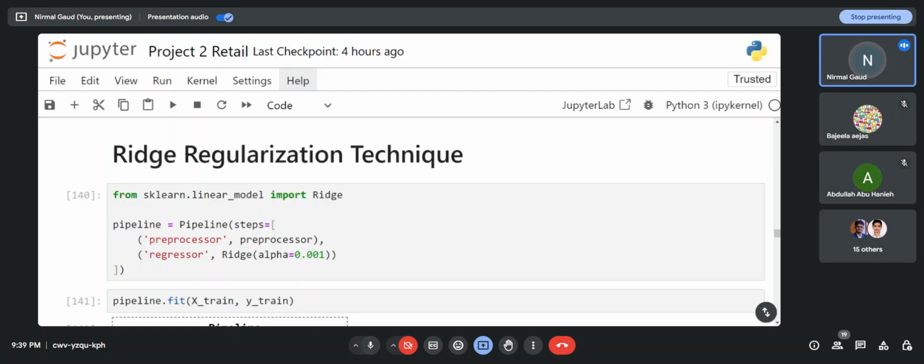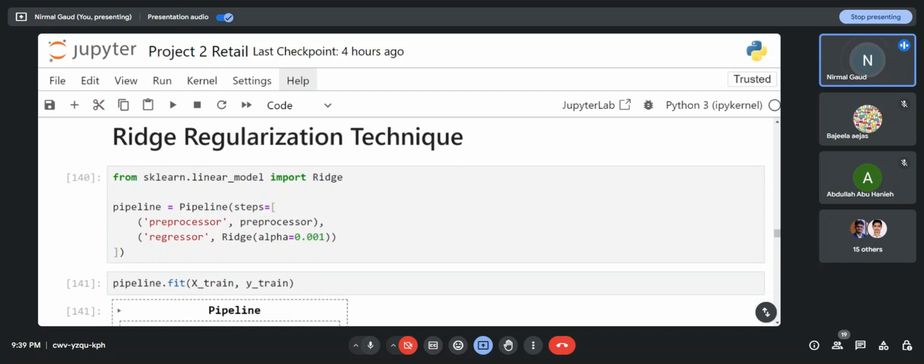So for regularization, I used one regularization technique, that is ridge. In that particular class, I told we have two techniques, lasso and ridge regularization. We can use them combined also, and the name is elastic net. So we have L1 and L2, and we can combine L1 plus L2. In this particular case I have used L2, that is ridge regression.